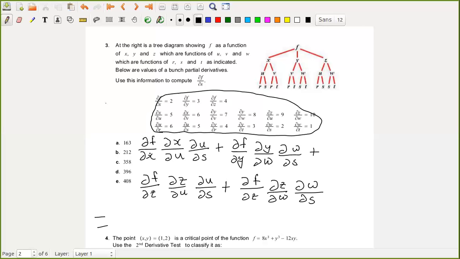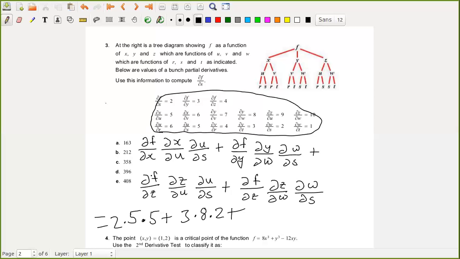And so the partial derivative of f with respect to x, that's 2. The partial derivative of x with respect to u, that's 5. The partial derivative of u with respect to s, that's 5. Plus the partial derivative of f with respect to y, that's 3. The partial derivative of y with respect to w, that's 8. The partial derivative of w with respect to s, that's 2.